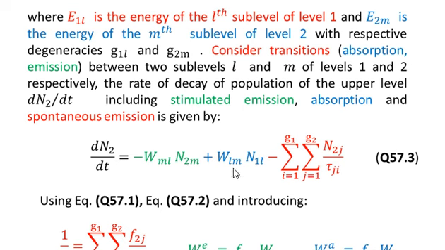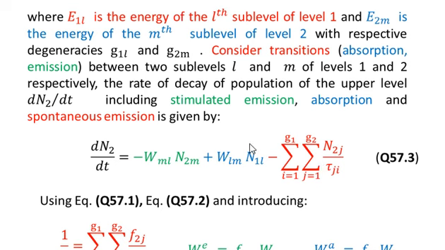Similarly, let's go to the blue term, which is W_LM. This gives you the absorption rate from level l to level m, where l is the sublevel of level 1 and m is the sublevel present in level number 2. So W_LM is the absorption rate from sublevel l of level 1 to sublevel m of level 2. And N1L is the population present in the sublevel l of level 1.